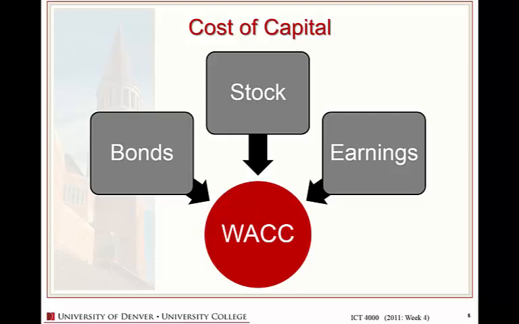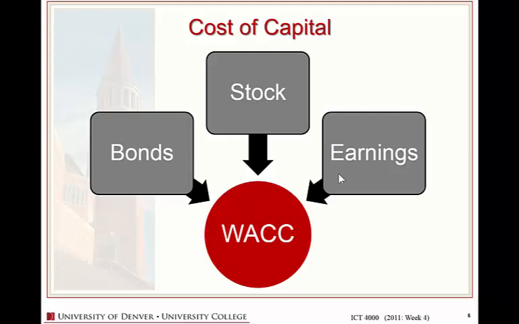So the cost of capital then is the weighted average of these sources of funding for a particular project. So it's called the weighted average cost of capital, WACC. You would weight the overall cost of capital, that finance fee, based on the proportion of the money that you raised for that project from bonds, from stock, or from internally generated earnings. And that's, in its simplest form, a description of the weighted average cost of capital.